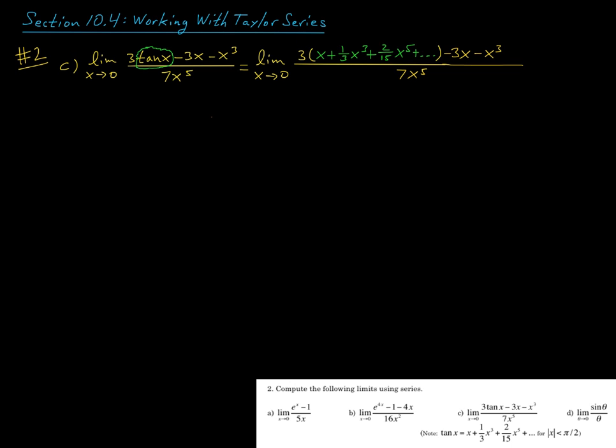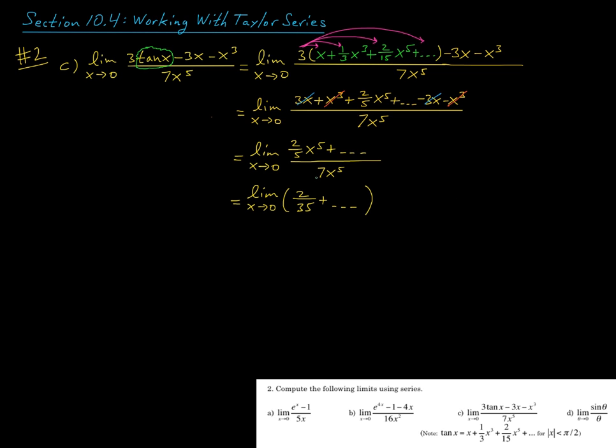And now let's go ahead and distribute this 3. That's going to give us 3x plus x cubed plus 2/5 x to the fifth, and so on and so forth. And then we still have our negative 3x and our negative x cubed. That's all divided by 7x to the fifth. Now the 3x's are going to drop out and the x cubes are going to drop out up in the numerator. So that leaves us with 2/5 x to the fifth plus higher order terms, and that's all divided by 7x to the fifth.